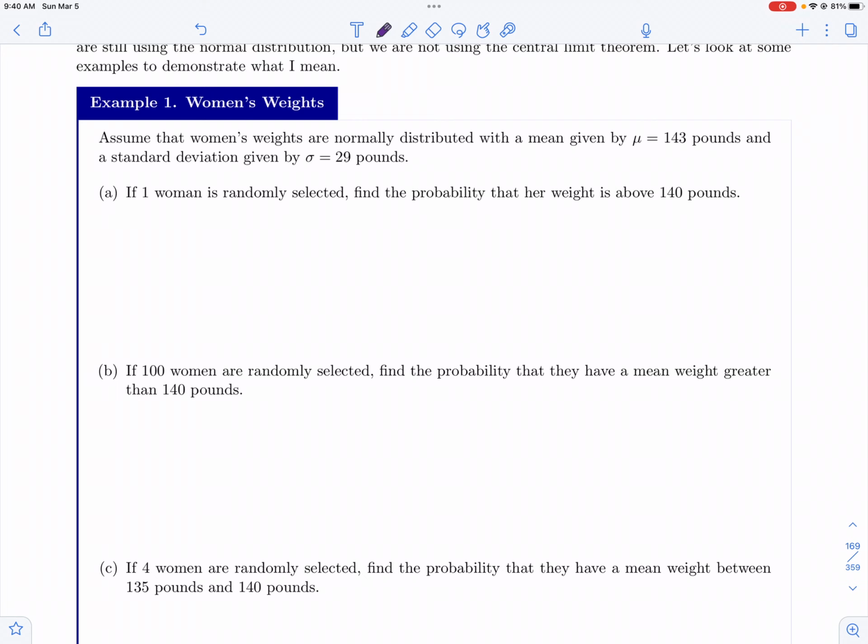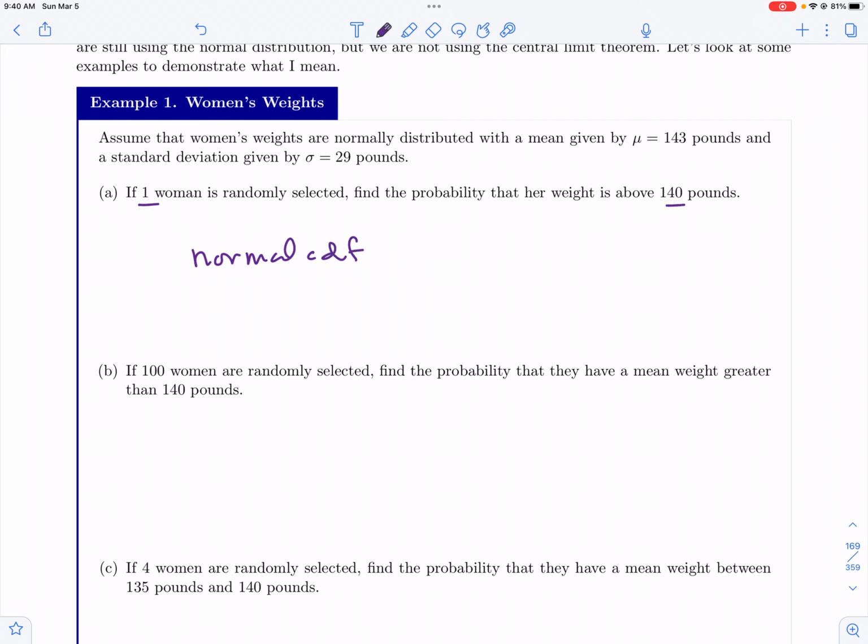All right, so if we look at example 1, we've got: assume that women's weights are normally distributed with a mean given by 143 pounds and a standard deviation given by sigma equals 29. If one woman is randomly selected, find the probability that her weight is above 140 pounds. So with this one, since we're looking at one woman, we want to make sure we're just doing the normal CDF from chapter 5.